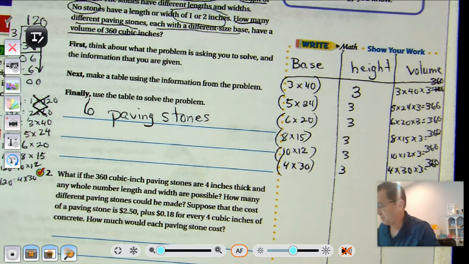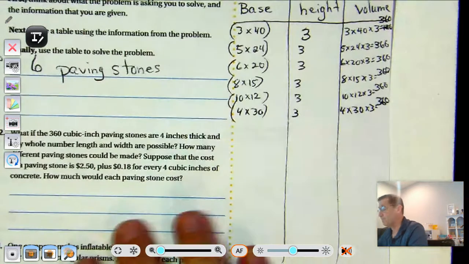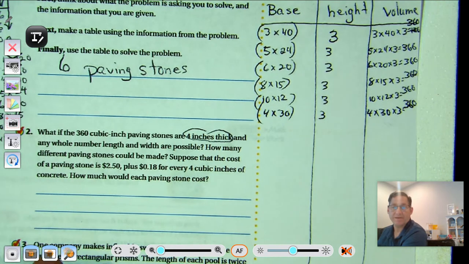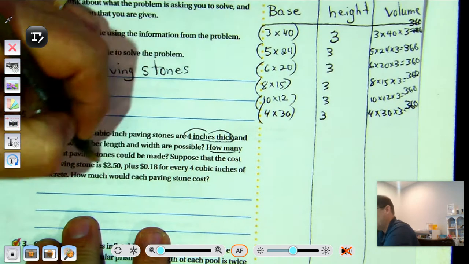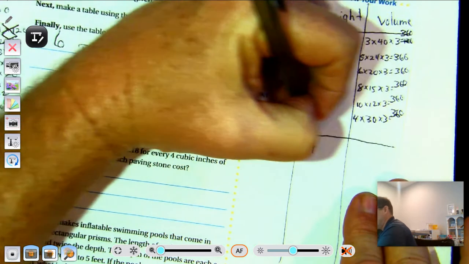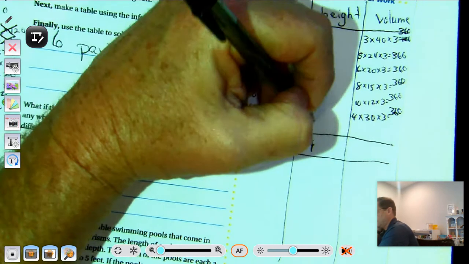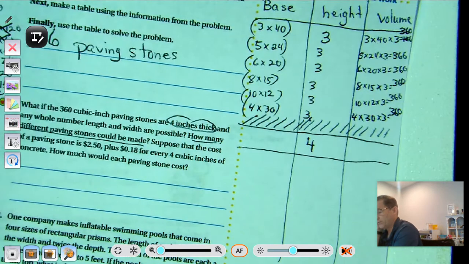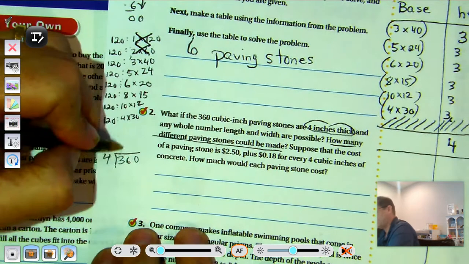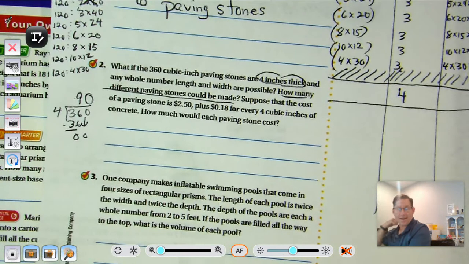Okay. Right now, number 2. What if the 360 cubic inch paving stones are 4 inches thick and any whole number length and width are possible? How many different paving stones could be made? All right. So we're still taking the same idea, but this time we're going to start with a height of 4. So 360 divided by 4. That's going to tell me what the base is. 9 times 4 is 36. So 90. So I need a base of 90.